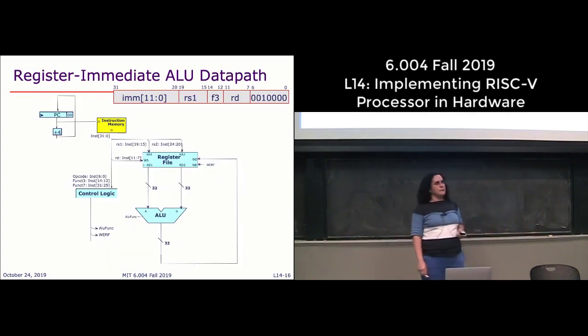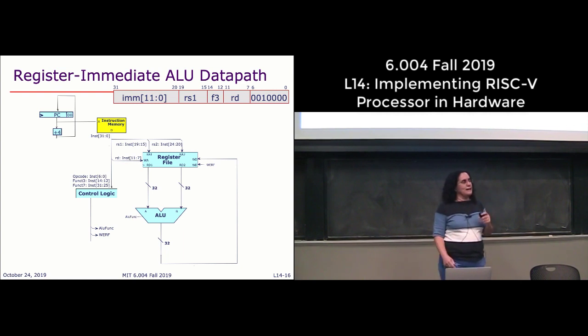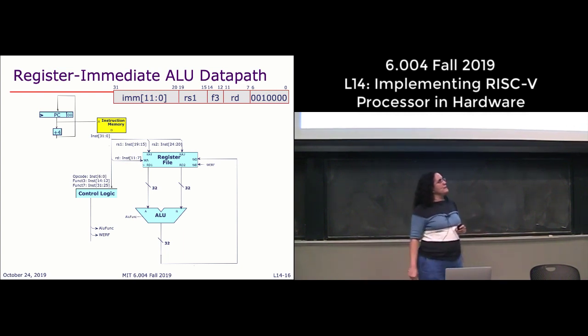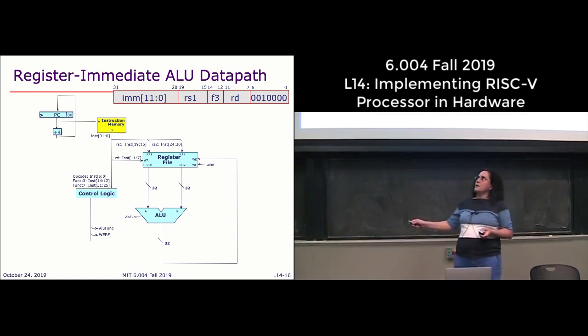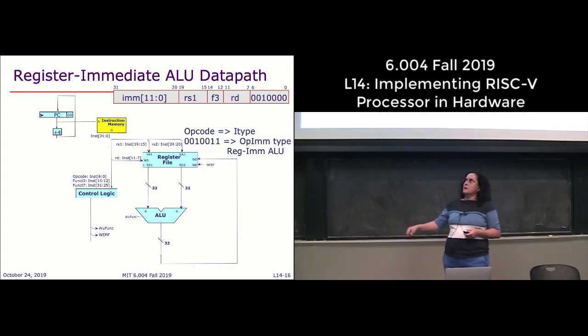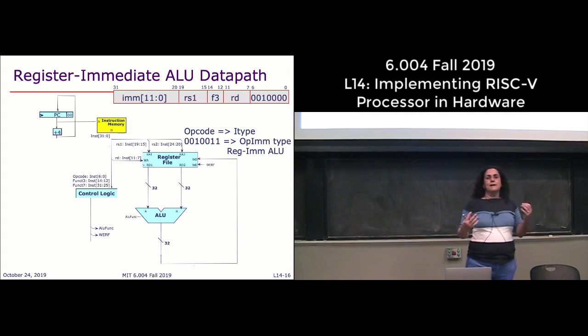All right, so here's my data path before making any modifications, and here is what an ALU with immediate instruction looks like. So once again, the opcode for all of these instructions is exactly the same. This opcode tells you that it's an ALU operation with one source register and one immediate operand. Okay? Once I know that, I know how the rest of the fields are encoded, and so I can figure out the rest of the fields that I need.